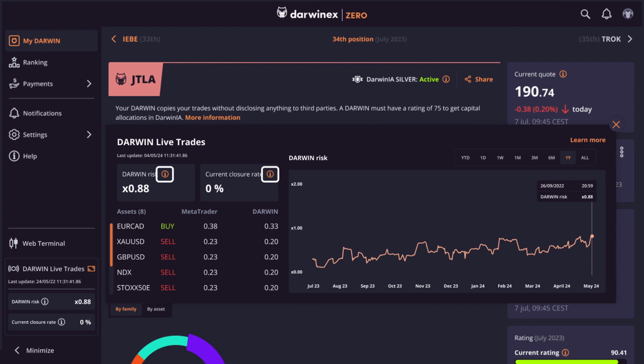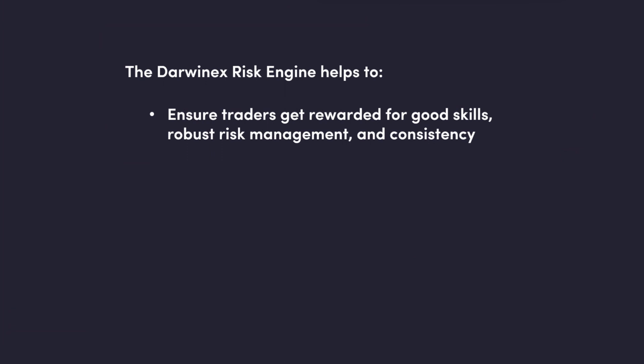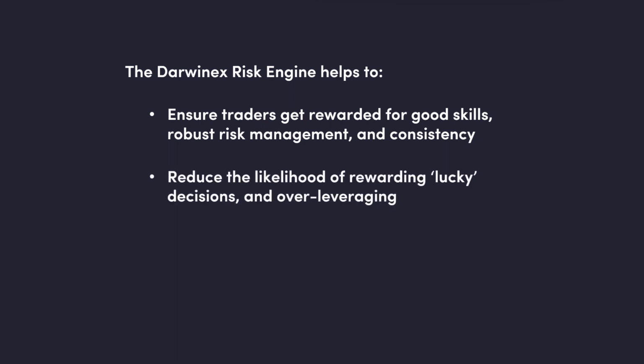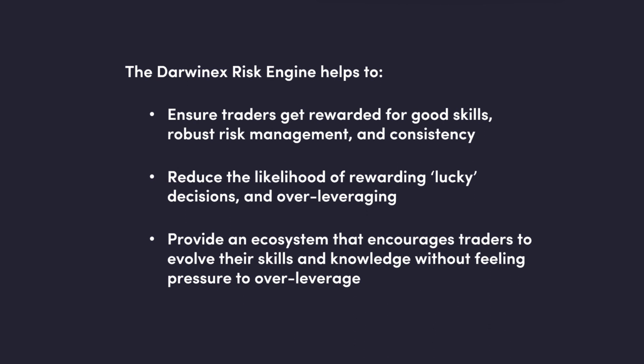So in summary, the Darwinex Risk Engine helps to ensure that traders get rewarded for their skills, good risk management, and consistency. Conversely, it reduces the likelihood of rewarding lucky decisions and over-leveraging. We firmly believe that this is what makes Darwinex the fairest ecosystem to help traders get seed and investor capital, and also provides full transparency for third-party investors to help them make informed investment decisions. But maybe even more importantly, the Darwinex ecosystem provides an environment for traders that's conducive to help them nurture and evolve their trading skills without ever feeling under pressure to over-leverage in order to attempt to outperform other traders.